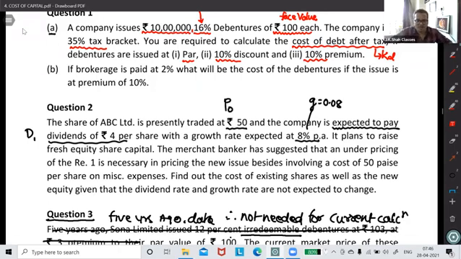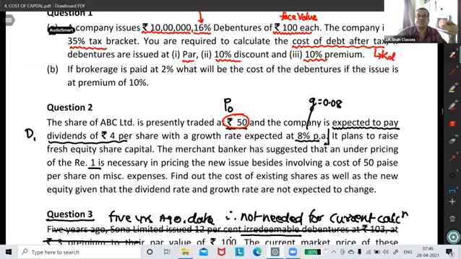It plans to raise fresh equity share capital. Till now, these conditions were all given, but this never existed for me. They are now planning to raise fresh equity capital. The merchant banker has suggested that an underpricing of rupee 1 is necessary in pricing the new issue. See guys, what is the current market price? 50 rupees. Merchant banker, you understand, is the one who assists you in what? IPO.